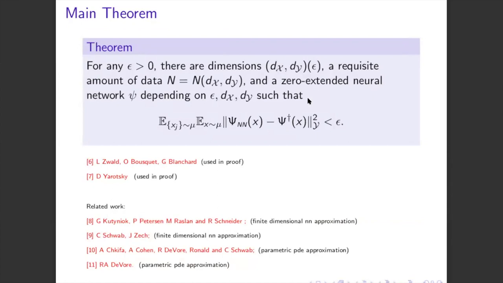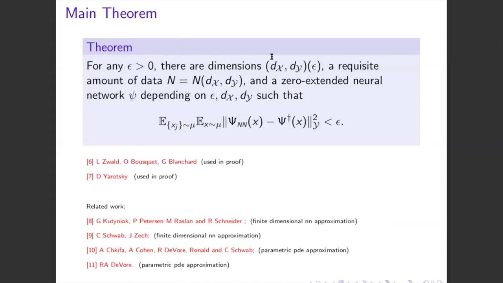So this is a theorem about the approximation of psi dagger, which is an operator mapping separable Banach space X into separable Banach space Y. We're approximating by the function psi nn that I described to you on the previous slide. We compute the average of the error in the output space, the L2 error if you like, with respect to the input space, L2 mu error. And then we note that the neural network is trained using data xj, which is distributed according to mu, and I'm averaging over that.